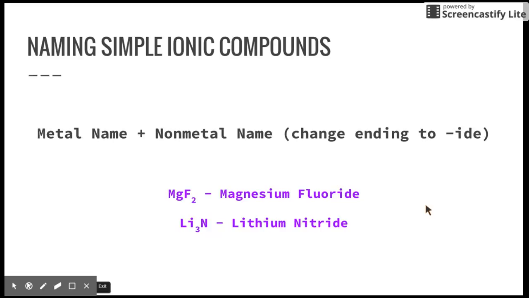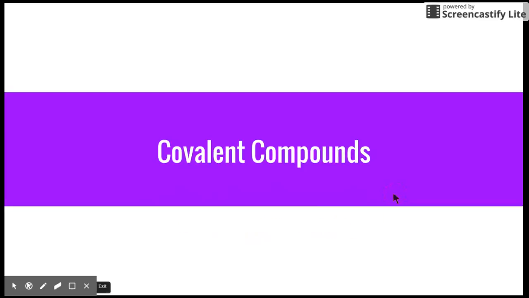How about naming? We need to talk about naming ionic compounds. Well, naming is really easy. Just take the metal name first, then the non-metal name, and then just change the ending to "ide." So here we have MgF2, what we figured out before. It's just magnesium fluoride. Then we have Li3N, what we did previously. This is just lithium nitride. So just the metal name and the non-metal name, end it in "ide."